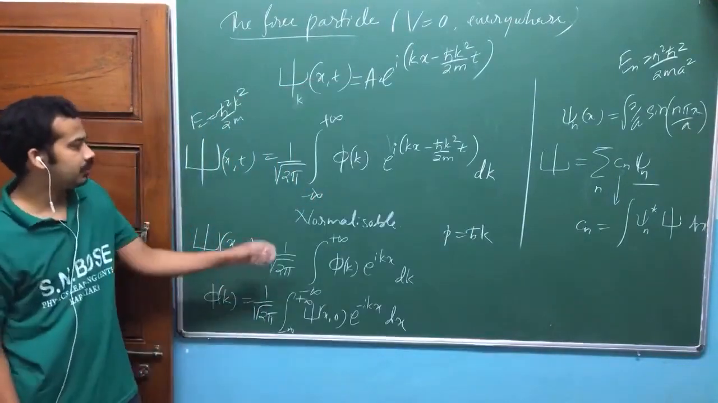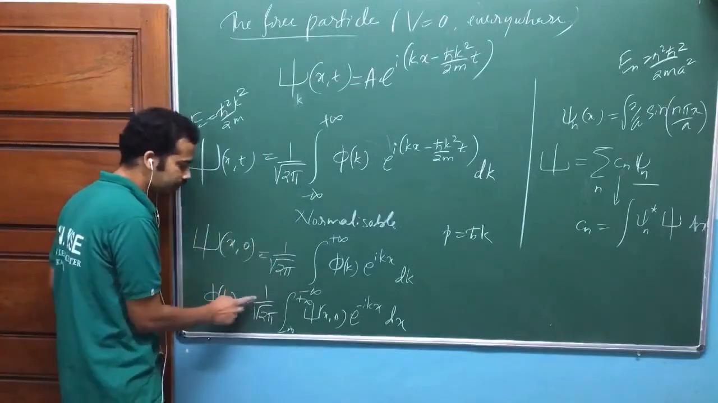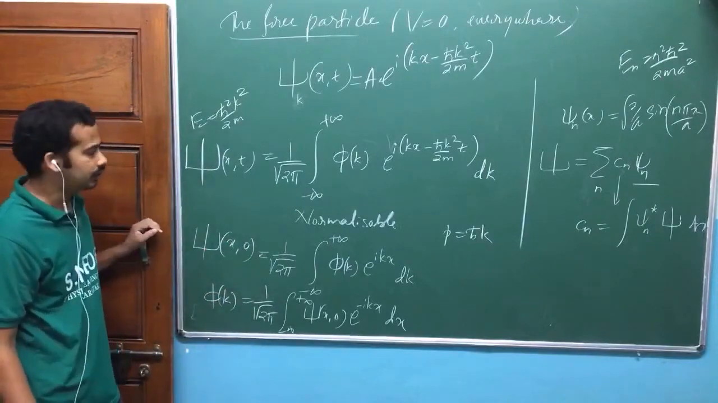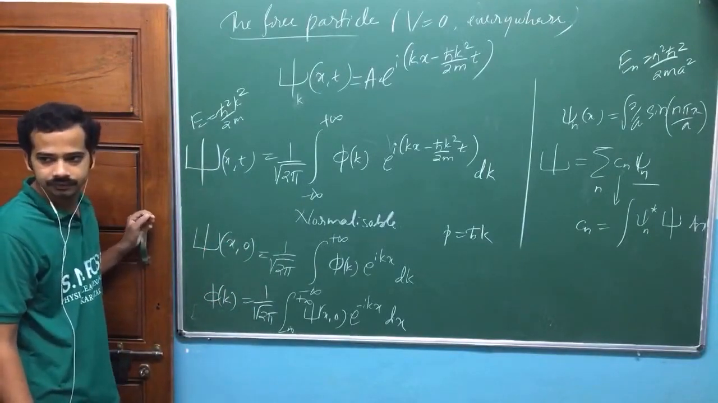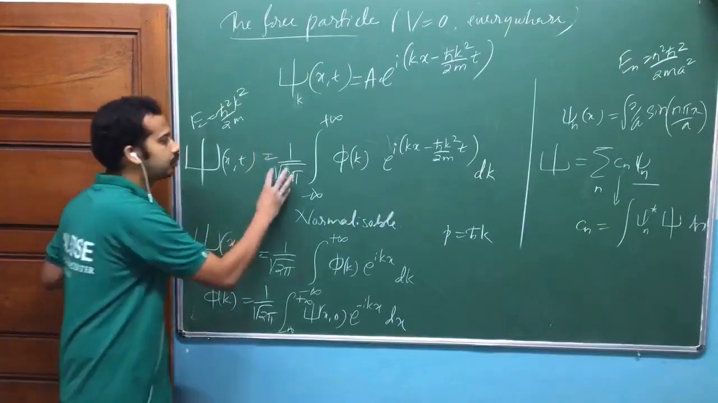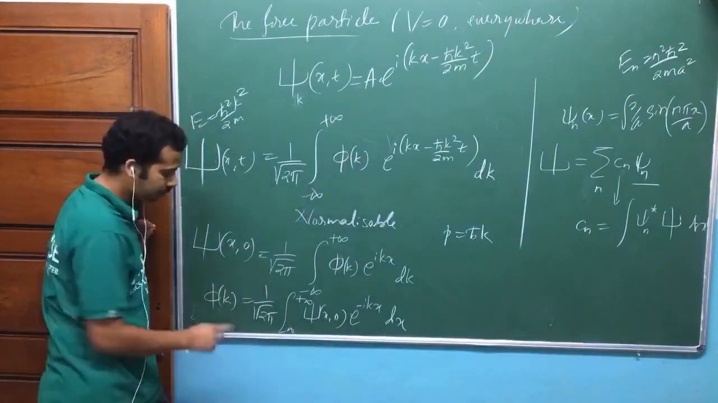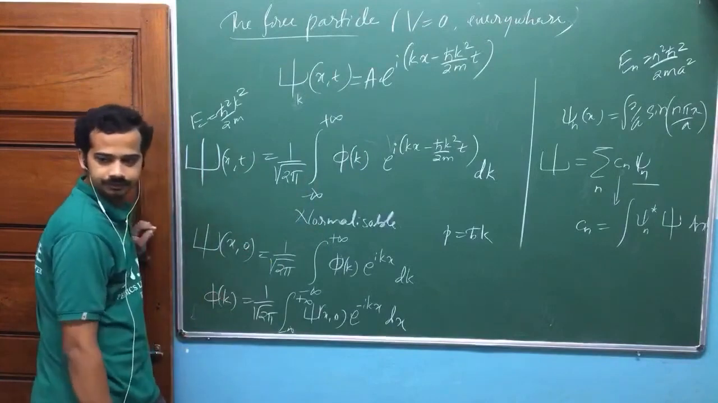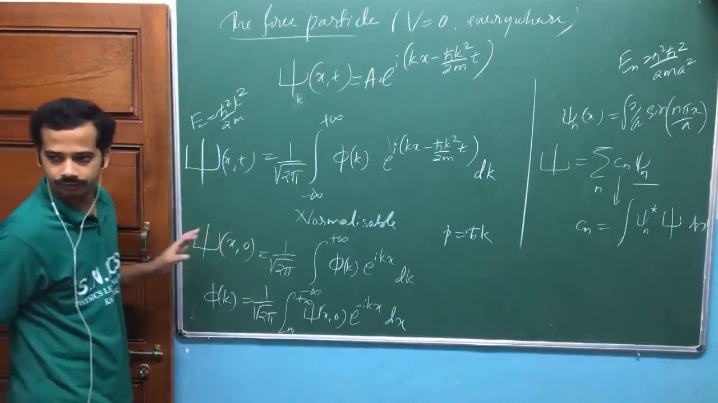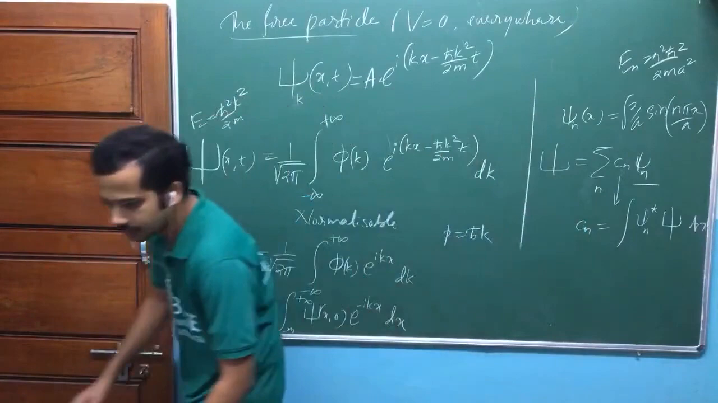This 1 divided by root 2 pi is a matter of convenience. If you are not taking 1 by root 2 pi here, you should take 1 by 2 pi here. It's a definition. It is all left to us. You can absorb this 1 by root 2 pi inside that phi of k. Why not? Then 1 by 2 pi will come here. It's all a matter of convenience. There is no physical significance. Is that okay?